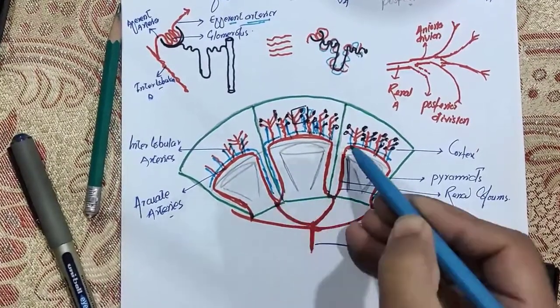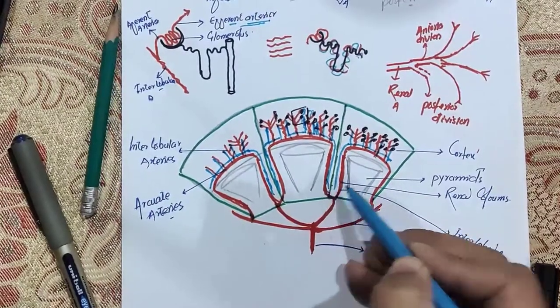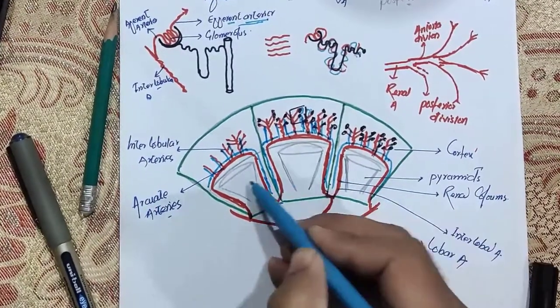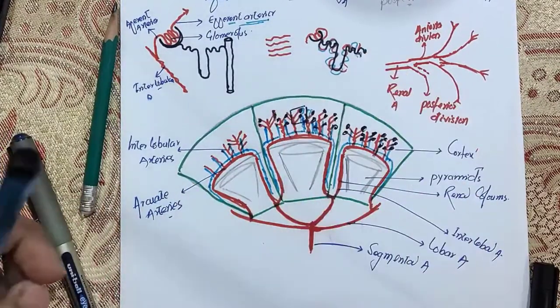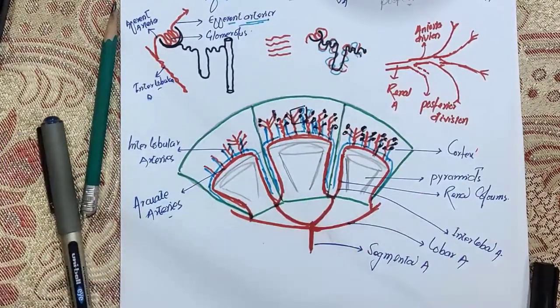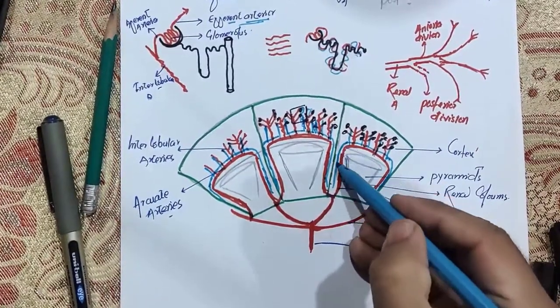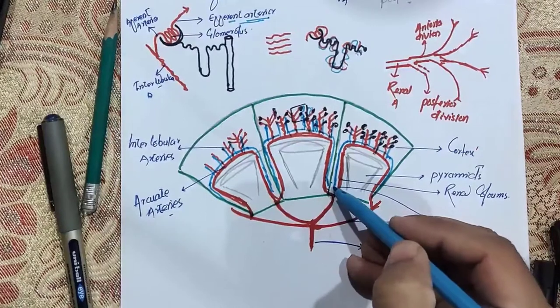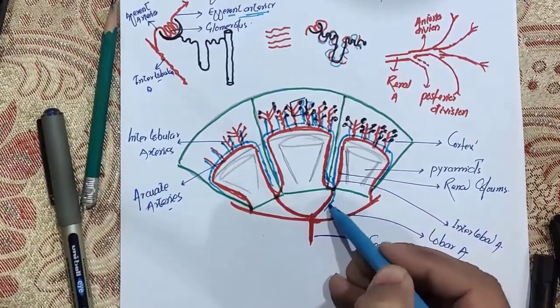These are the interlobar veins. The same procedure will be followed again. I will draw a sketch and tell you about everything, so please don't be confused, right? So these are the interlobar veins. Now interlobar veins will combine, same will be the case.